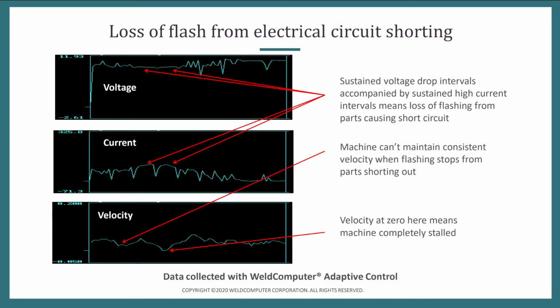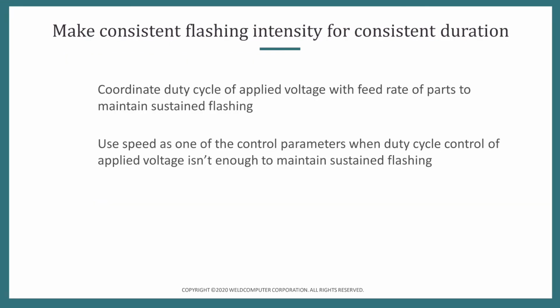And now on the other end, where you start to have a short condition, what you'll see is a sustained voltage drop without any glitches on it, and sustained intervals of current rise, which means you're headed into a short circuit. Here also, on the velocity, you could see that the machine is having difficulty maintaining a consistent velocity, and actually momentarily stalled to zero when it was entering the short circuit condition, but managed to blow itself out and continue and regain flashing.